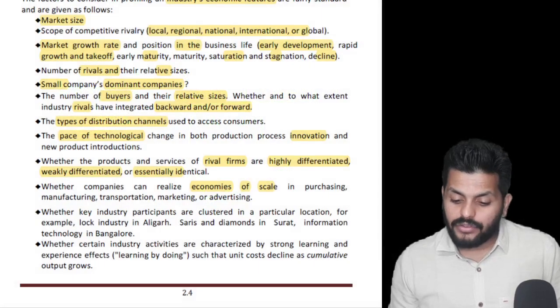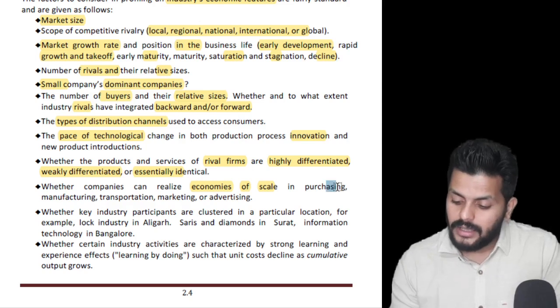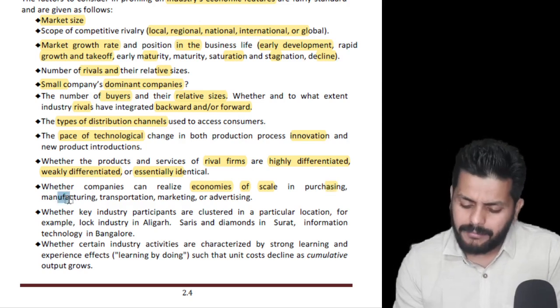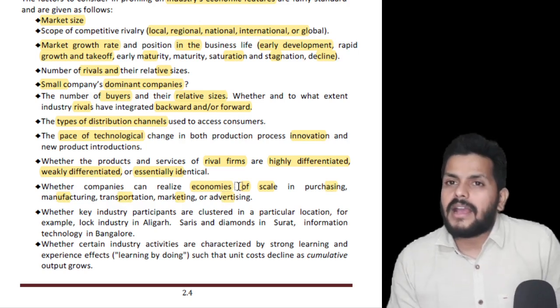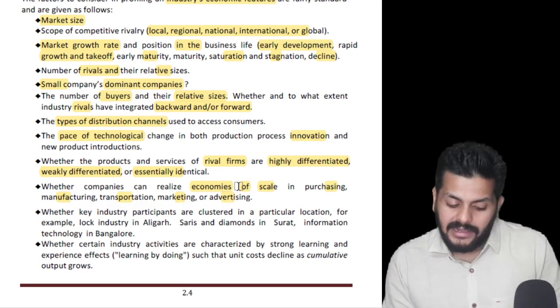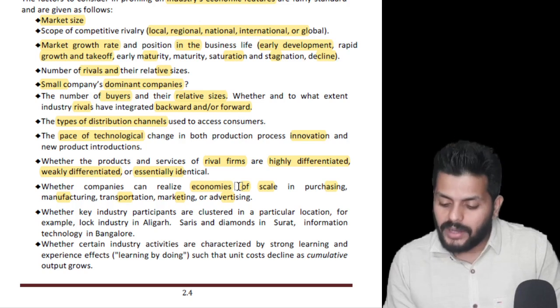Whether the companies can realize economies of scale in purchasing, in all areas basically, purchasing, manufacturing, transportation, marketing, advertising, in all these areas, if you do it on a mass scale, will you be able to enjoy the advantages, is something that we have to see.